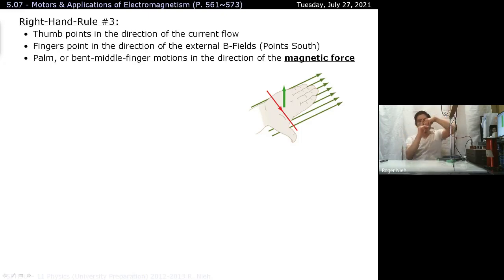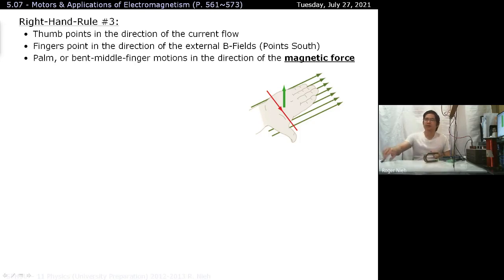The thumb is the direction of current flow. Your finger points into the magnetic field lines, and then your finger that's tilted at 90 degrees, like so, is telling you the third, the resulting force. And the force in this case is pointing this way, where from your frame of reference, at least, it's moving towards the right. So that's right-hand rule number 3.